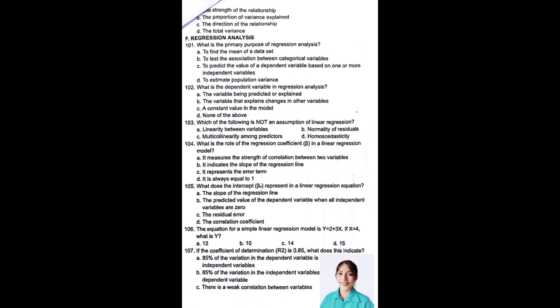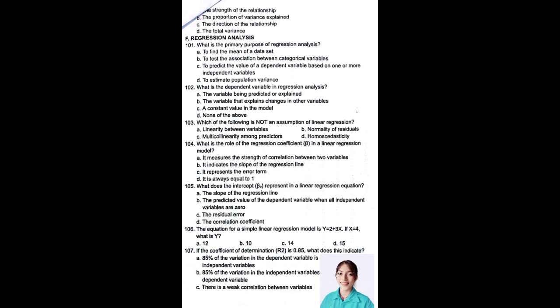Then we have 102. What is the dependent variable in regression analysis? The dependent variable in regression analysis is the variable being predicted or explained. So that's option A. Then we have 103. Which of the following is not an assumption of linear regression? The one that is not an assumption of linear regression is option C, which is multicollinearity among predictors.